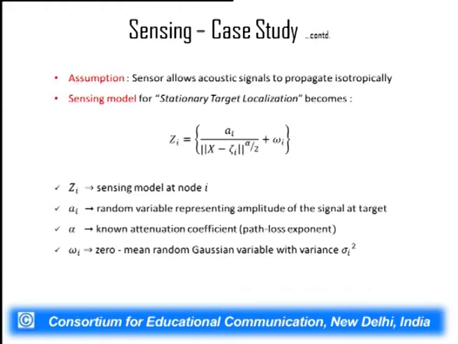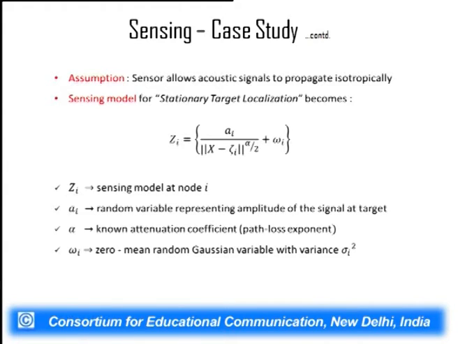So here what we can see is that Zi, as usual, is our sensed data, that is the data that we are getting, it can be a numeric data or whatever. Ai is the random variable, it represents the amplitude of the signal at the target, that is the amplitude of the sound. Alpha is a known attenuation coefficient. This is a path loss exponent.